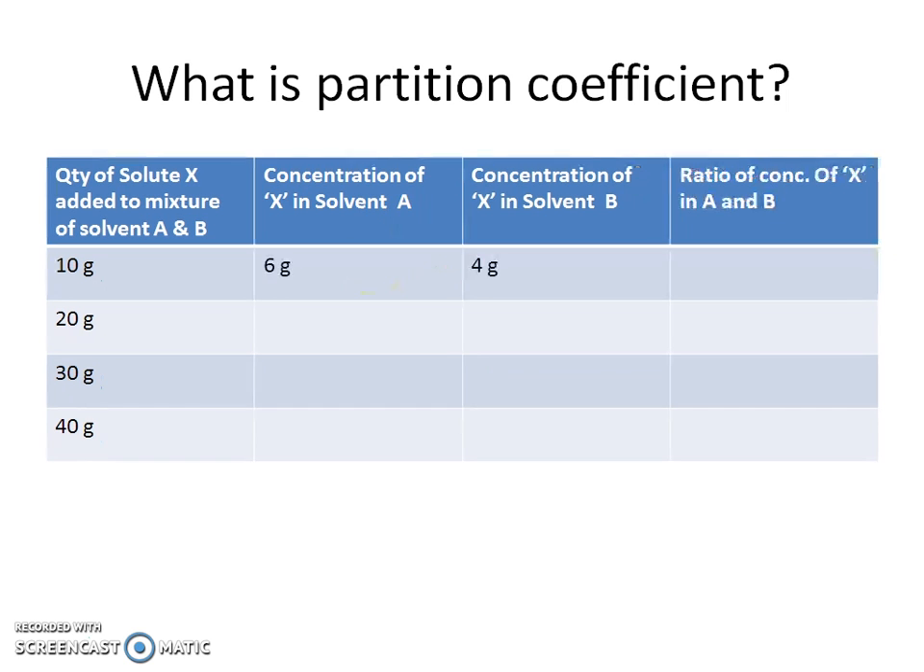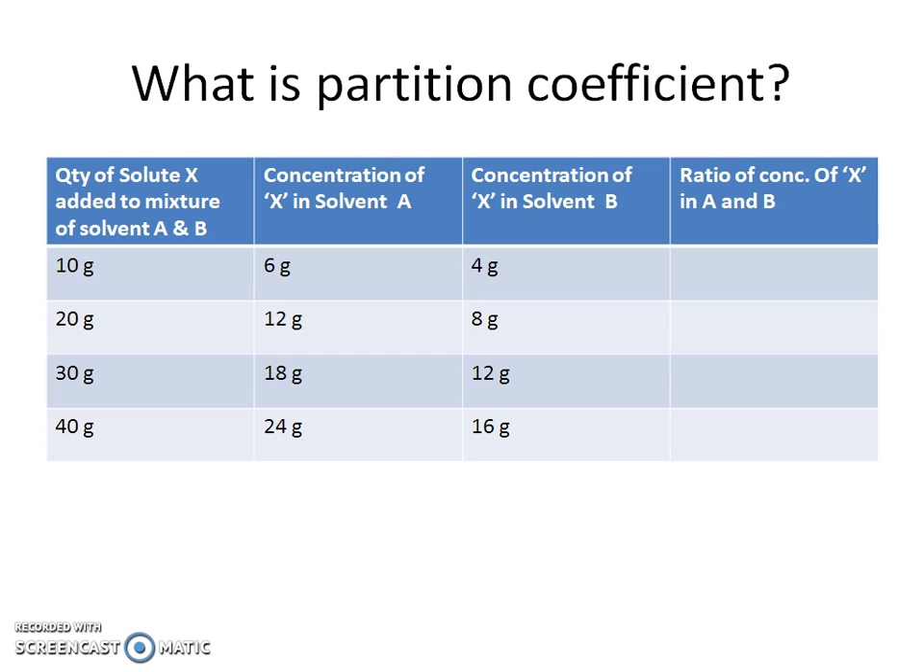Suppose when we add 10 gram X in the mixture of A and B, out of this 10 gram, 6 gram goes in A and 4 gram goes in B. If we add 20 gram, 12 gram goes in A and the remaining 8 gram goes in B. If we add 30 gram, 18 gram goes in A and 12 gram goes in B. If we add 40 gram, 24 gram goes in A and 16 gram goes in B.